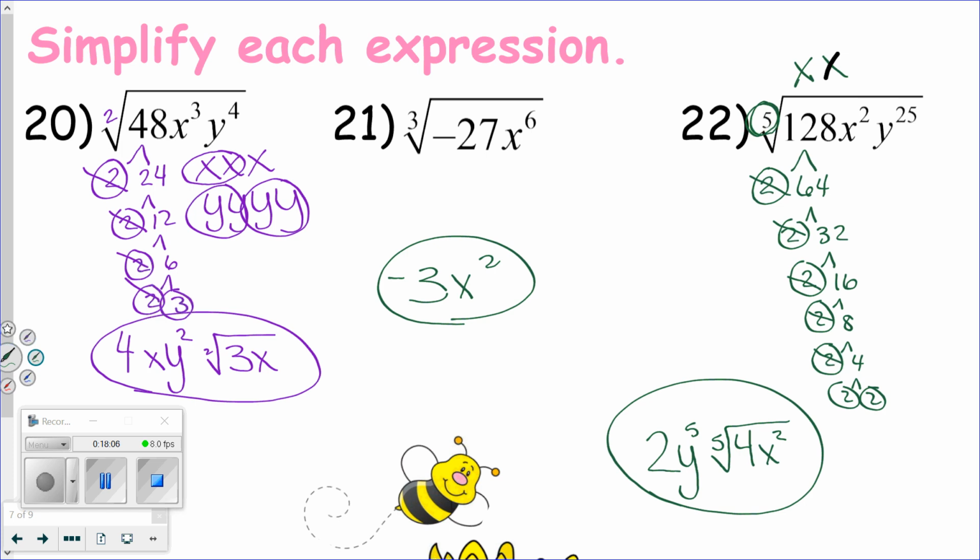So this chapter, you either really like it and you get it, or you're like, I hate this. I get it, but I don't like it. This is my least favorite chapter.